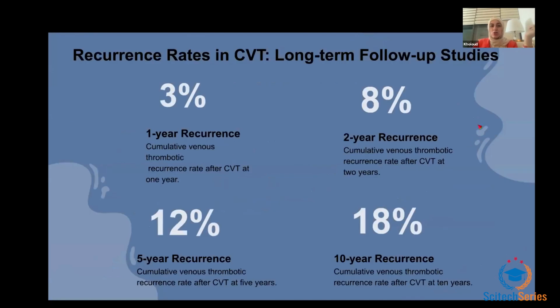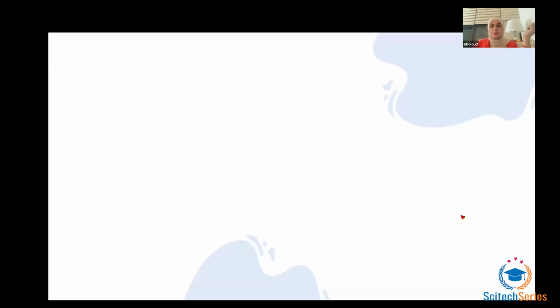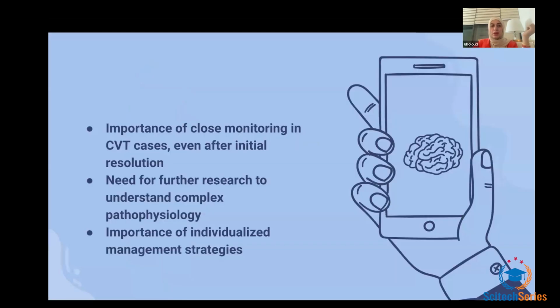And then recurrence rate: at 1 year, it's 3%, and then it gradually increases. In 2 years, it's up to 8% recurrence rate. In 5 years, it's 12%. And in 10 years, it's up to 18%. And that's basically my case presentation. It shows how important CVT cases are, and how important it is to monitor it even after the initial resolution, because they're at very high risk of having another CVT case even after stopping the medications.